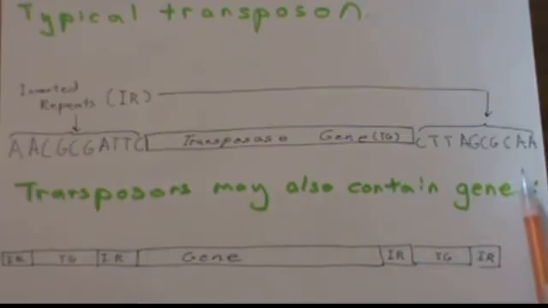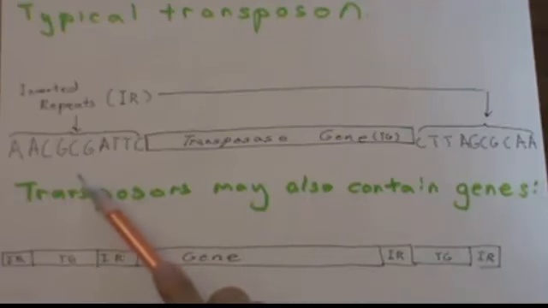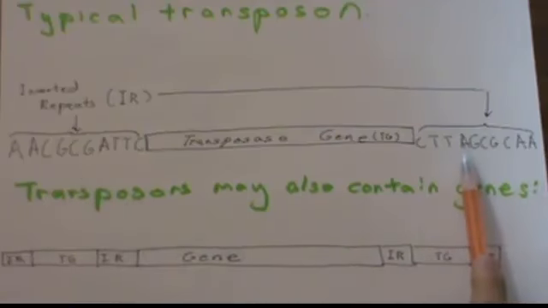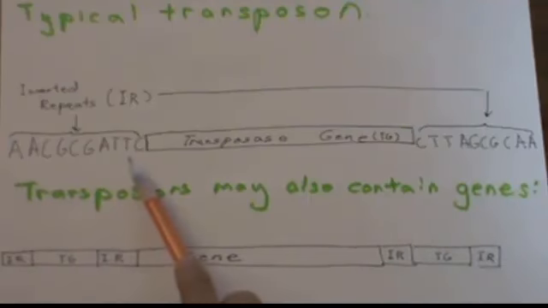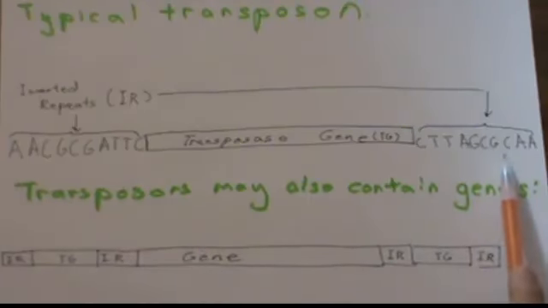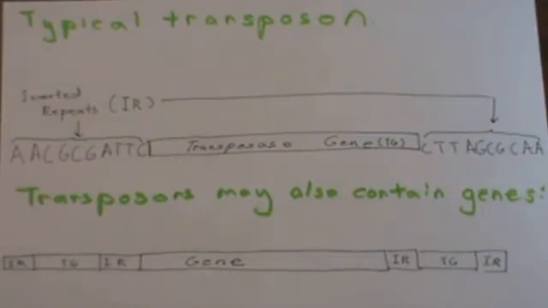In this example, I've drawn the sequence here and here make up the terminal inverted repeats, as this sequence is just this sequence backwards. Terminal inverted repeats allow the transposase protein to recognize the transposon for excision. Transposons may also contain genes. If so, their structure would be like this, seen here.